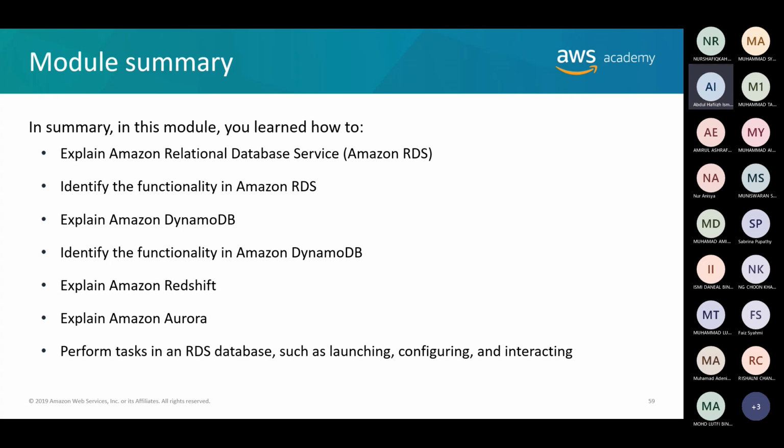So in summary, in this module, you learned about Amazon RDS, the functionality of Amazon RDS, explained Amazon DynamoDB, identified the functionality of Amazon DynamoDB, explained Redshift and Aurora, and performed tasks in an RDS database such as launching, configuring, and interacting. So dia basically macam ulang balik lah, maksudnya this subject is about service. Untuk case ni kita go through Amazon AWS service. So yang pentingnya nanti soalan mungkin berkaitan tentang apakah function of all type of this database dan apa beza dan sebagainya.